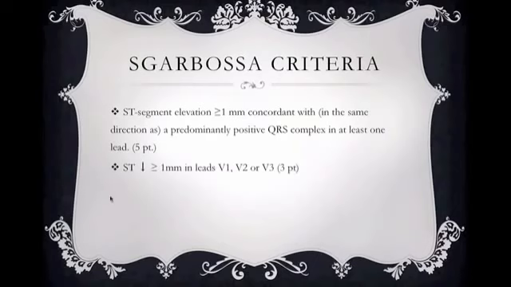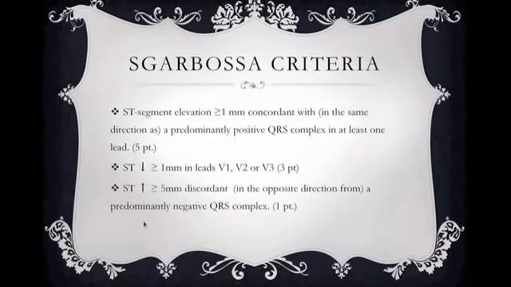All right. We have ST depression greater or equal to 1 millimeter in leads V1, V2, or V3. That's worth 3. And then we have our ST segment elevation greater than 5 millimeters that is discordant, in the opposite direction of the QRS. That is the too much of a good thing. But because the sensitivity is so low, Sgarbossa only gives that 1 point. You might have to look for voltage criteria, and we'll talk about that.